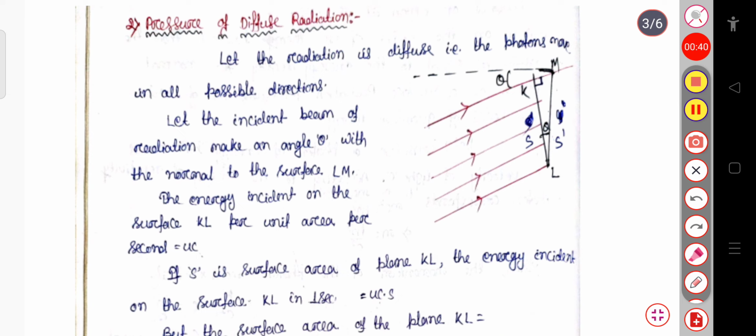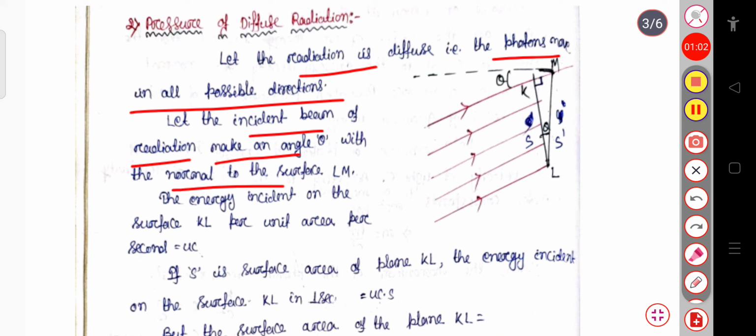But in case of the pressure of diffuse radiation, the radiation will fall in every possible direction. So let the radiation be diffuse, that is, the photons move in all possible directions. Let the incident beam of radiation make an angle theta with the normal to the surface LM. So you can see this is your LM surface and it makes an angle theta with this normal direction.